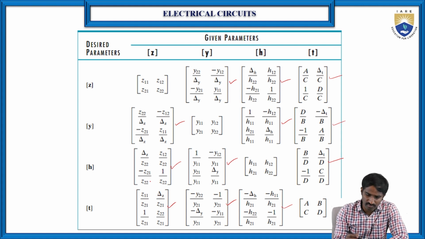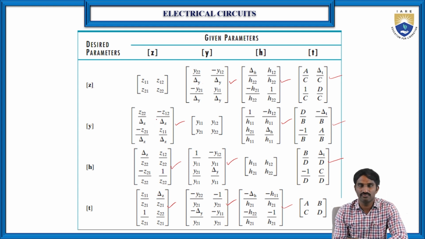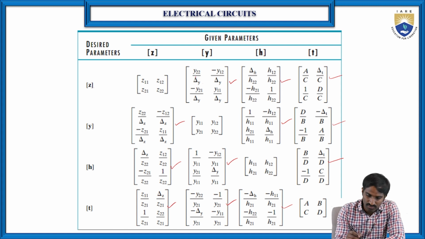So in the same way here, if you observe the relation, Z and Y, Z parameters in terms of Y and Y parameters in terms of Z are almost the same. Just replacing Z with Y, that's all. The relation between Z to Y and Y to Z, which means this is Z parameters in terms of Y and this is Y parameters in terms of Z.